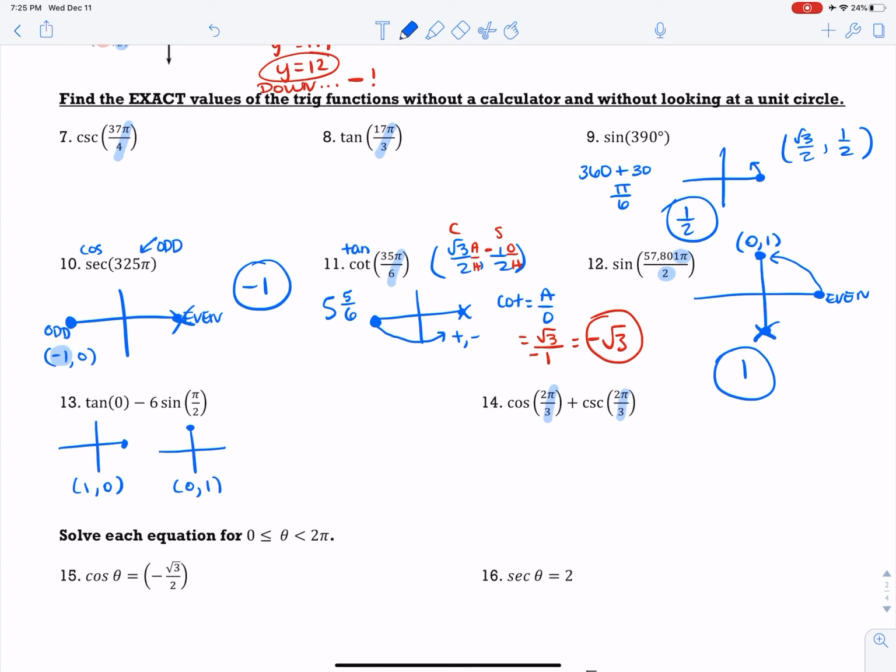So the tangent of 0, that's TOA, O over A. So that would be 0 over 1, which is just 0. And then this one is sine. So this is 1. So our equation ends up being 0 minus 6 times 1, which equals -6. You're just plugging it in.